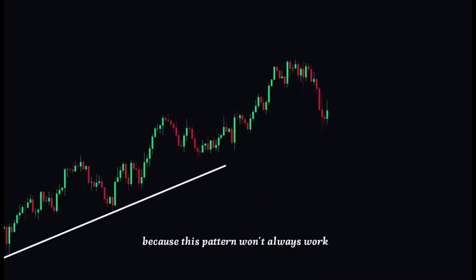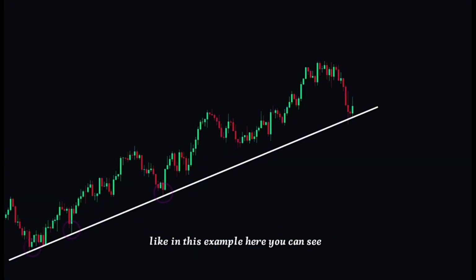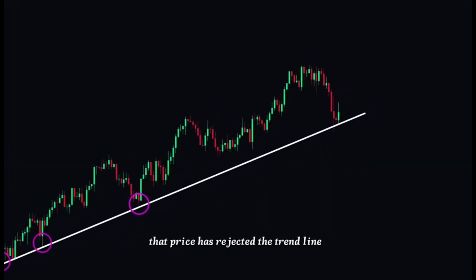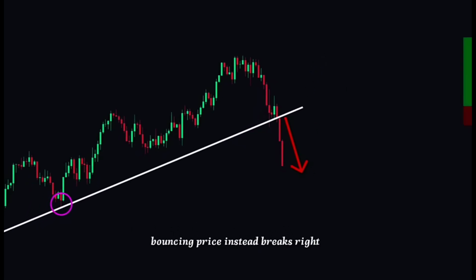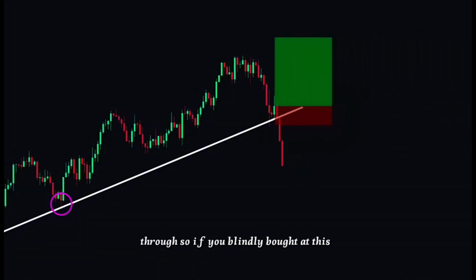Like in this example. Here, you can see that price has rejected the trend line in the past, and now it can be seen touching it again, so you might expect another bounce. However, instead of bouncing, price instead breaks right through. So if you blindly bought at this trend line, you would have taken a loss.